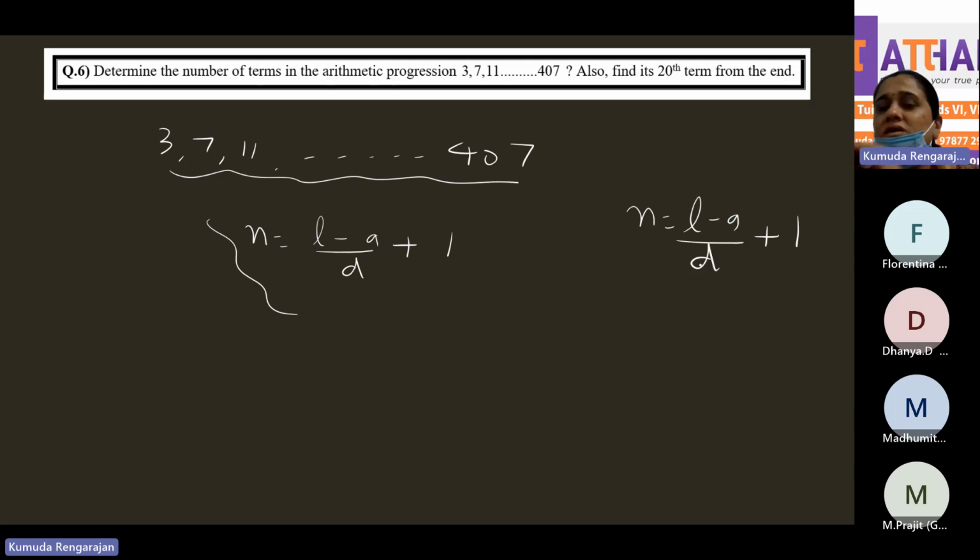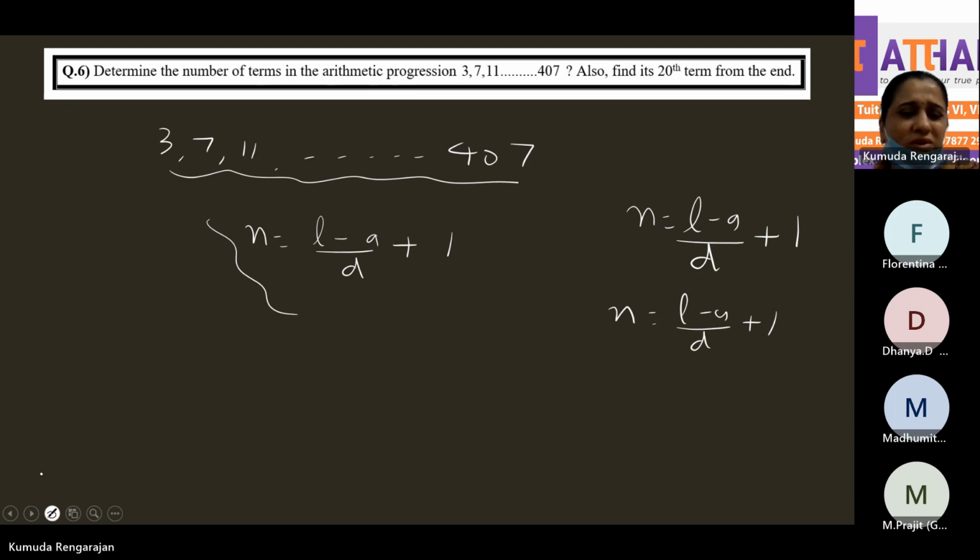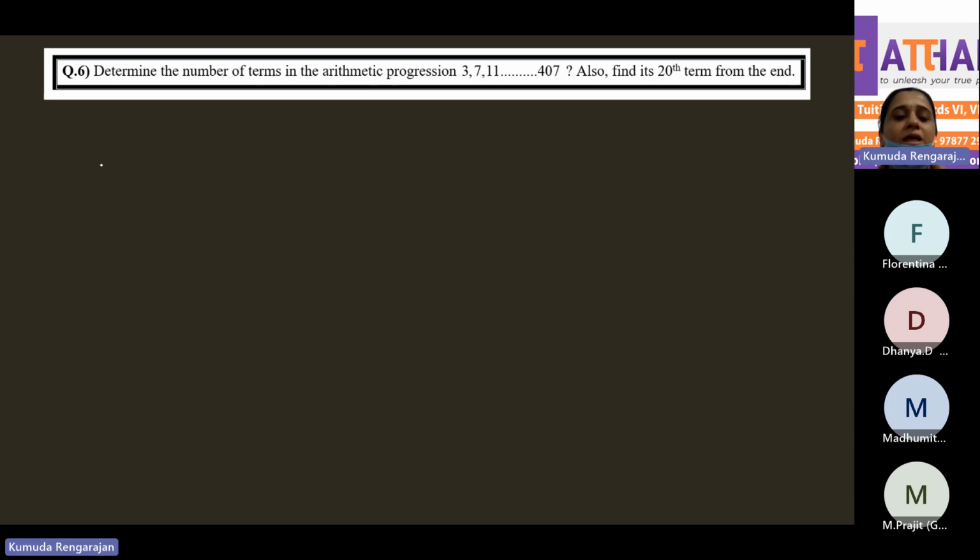It is normally used in other syllabi, not CBSE. Formally they are given so that it becomes simple for children to approach the answer. We don't do that. Okay, so now, how do you find the number of terms?